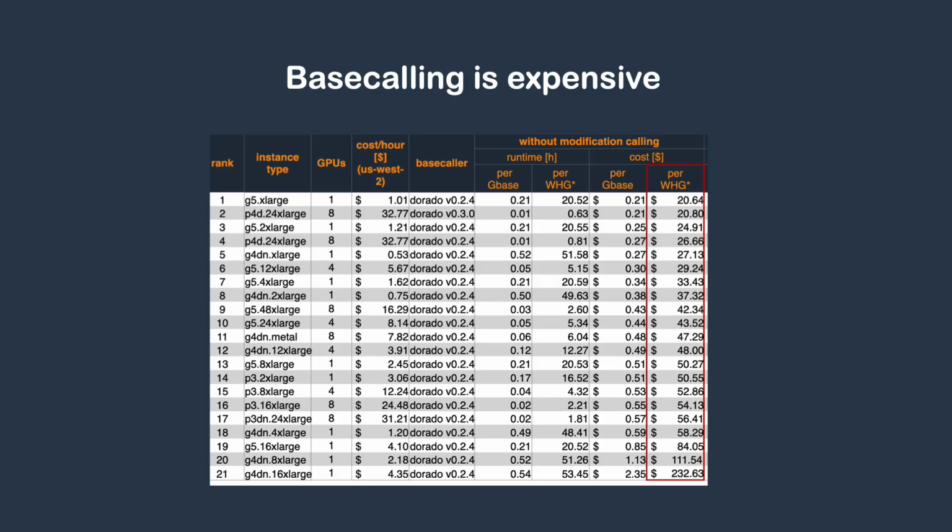This is a table showing how much it would cost to base call a single whole genome sequencing sample using different Amazon EC2 instances. For those of you not familiar with EC2 instances, they are essentially remote servers on the cloud with different hardware configurations. Different EC2 instances have different kinds of GPUs, different numbers of GPUs, and different prices. And base calling one sample can take between 1 to 53 hours and cost between 20 and 230 US dollars, depending on the hardware configuration used.